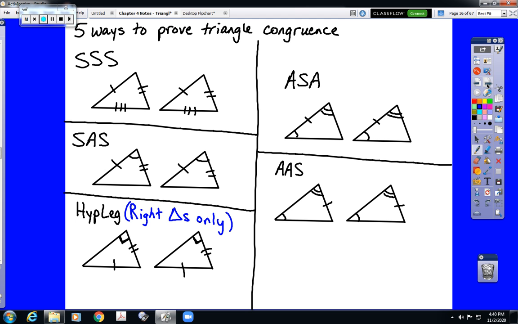Then we have the one special case theorem, the hypotenuse-leg theorem, which applies to right triangles only, which says if we have a hypotenuse and a leg of a right triangle set, that is enough to declare those triangles are congruent.